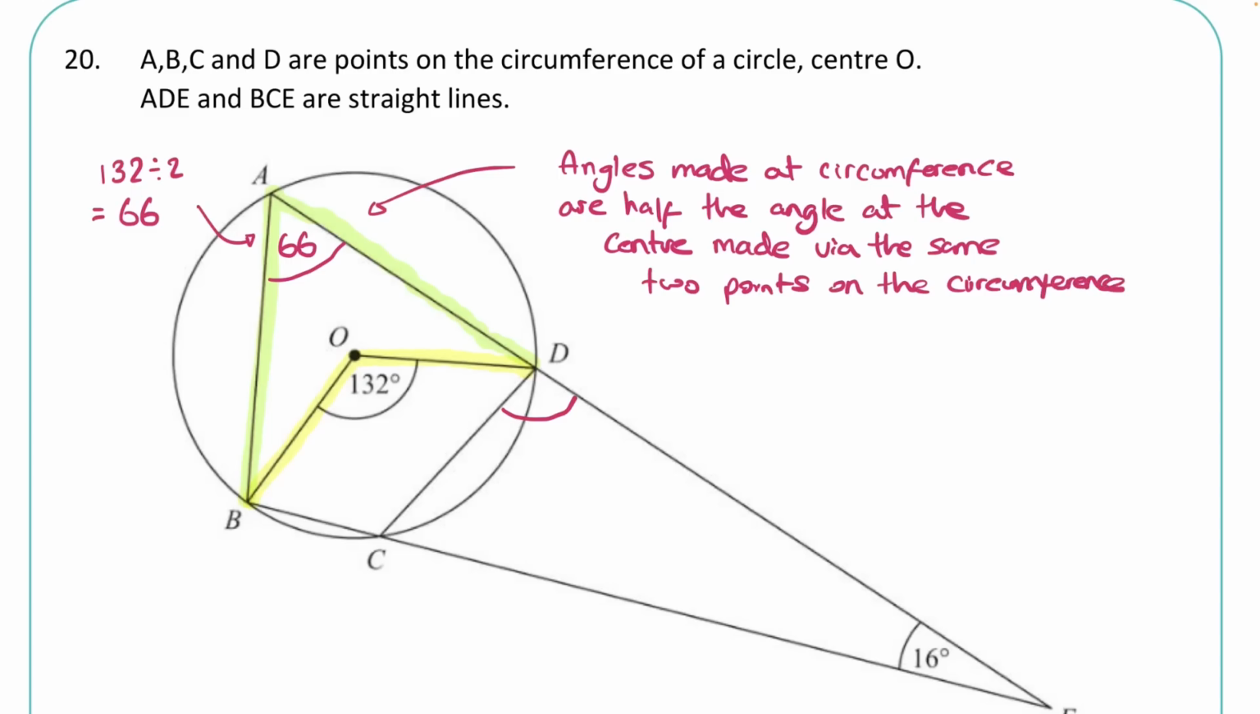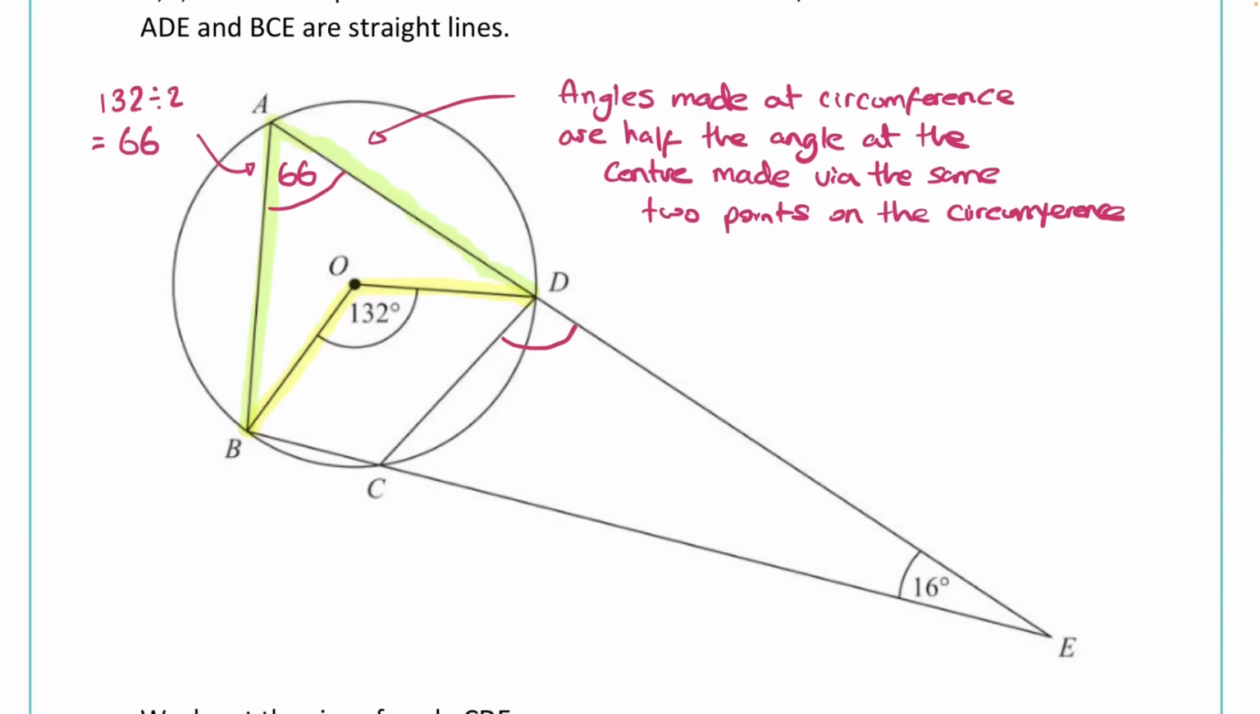But there we go. I like that way of saying it because it doesn't use strange-ish language. But if you're very good at circle theorems and you're good at your reasons, of course, just write down the reason that you know. But that one there: angles made at the circumference, a half angle made at the centre via the same two points on the circumference. You can say it in different ways. You can use the word arc, you can use the word subtended instead of made. There's lots of different variations of the language, whatever you prefer. But that's what I'm going to write down for that one.